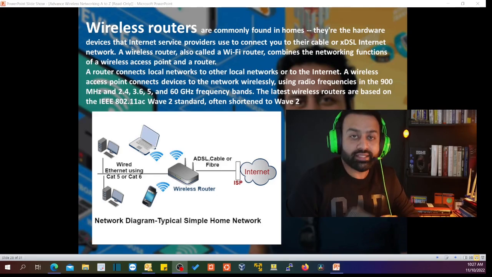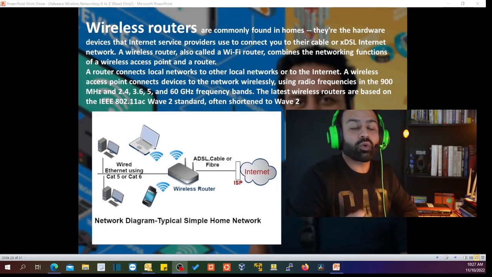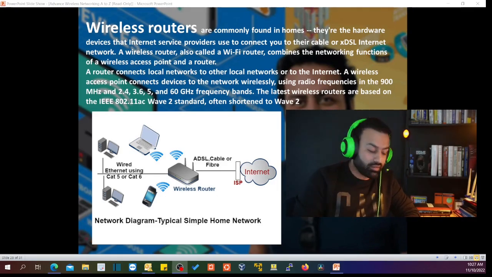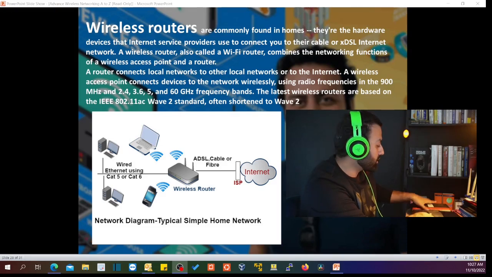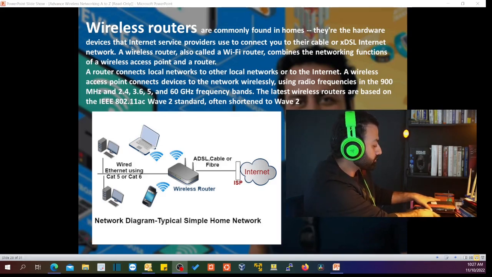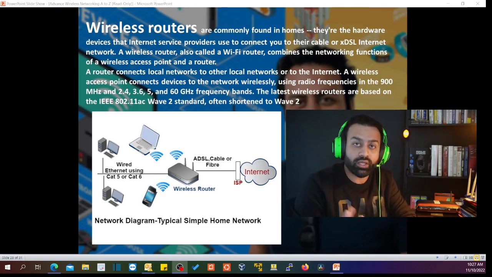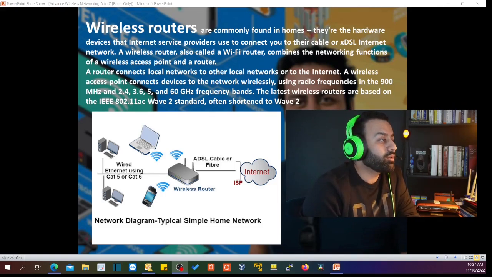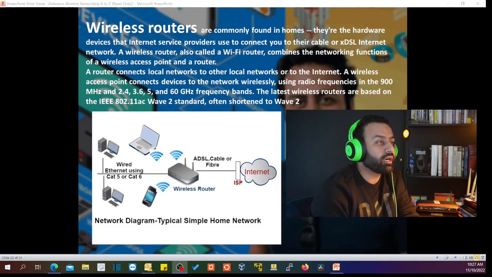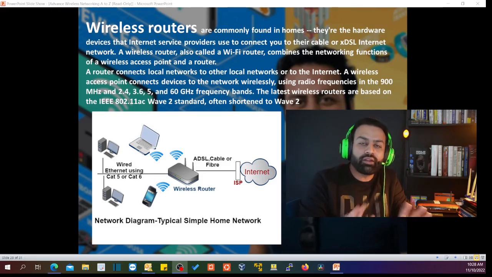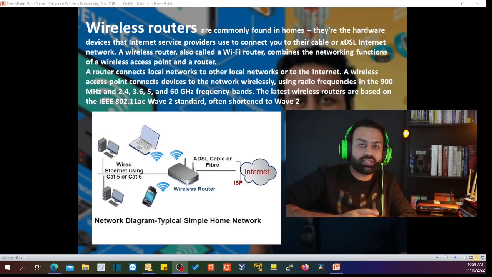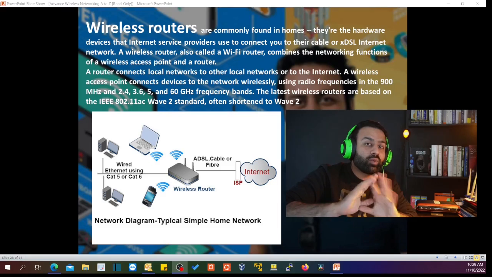All right, this is the third protocol of the OSI model. Remember that we discussed the OSI model in the previous lecture, and I need your attention here. It is very important. What is a wireless router? Wireless routers are commonly found in homes. In every home, if you're using internet at home, most of the time we can say that's a wireless router.